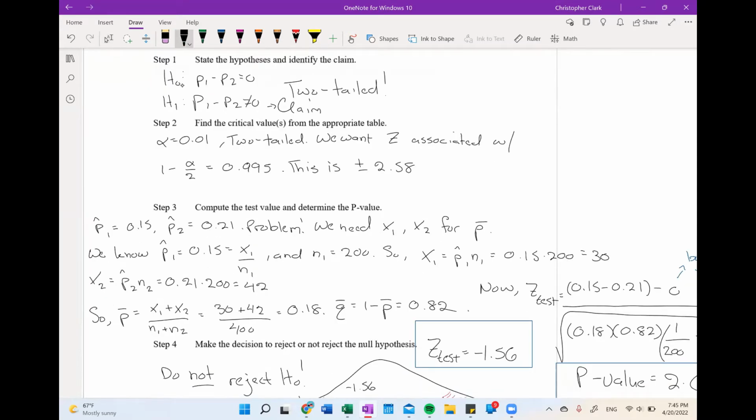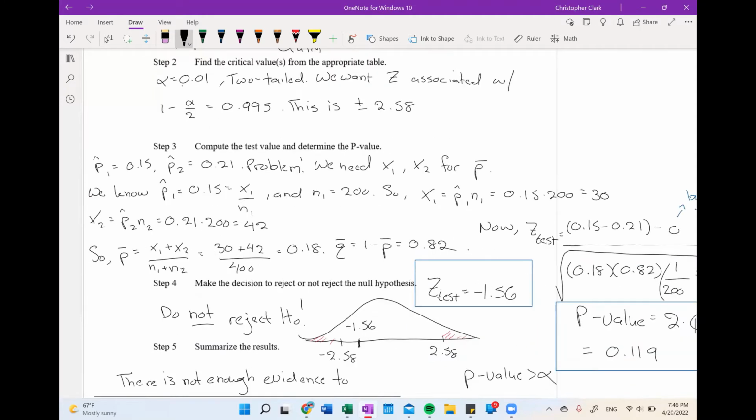So second step, we're going to find the critical value. So we're going to do Z associated with 1 minus alpha over 2, or 0.995. And if you look this up, you get 2.58, right? And since we know that it's two-tail, there's also a negative 2.58. Similarly, you could just leave it as 0.01 and look that up, and you would get negative 2.58, which is the left side, and so we want the right side, and so we can just make that 2.58.